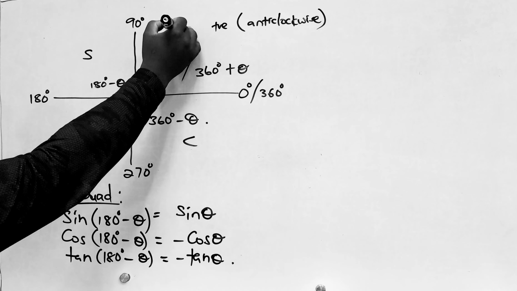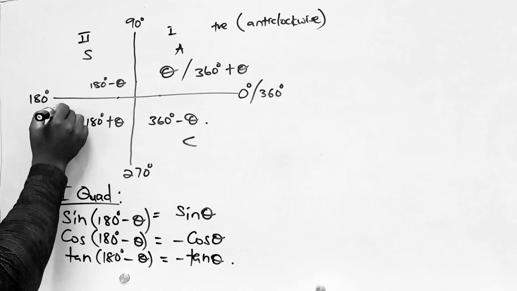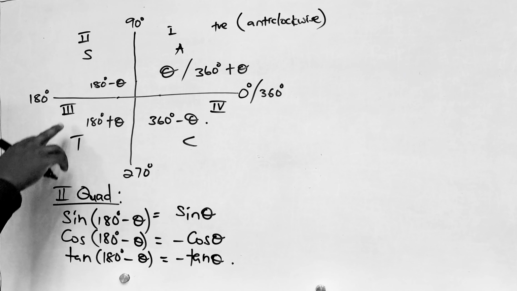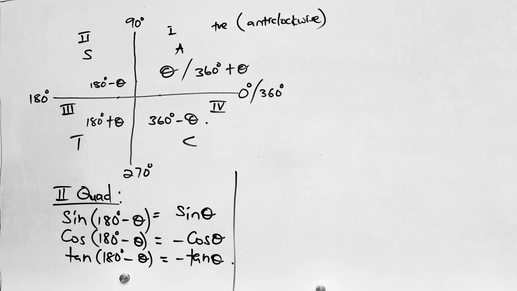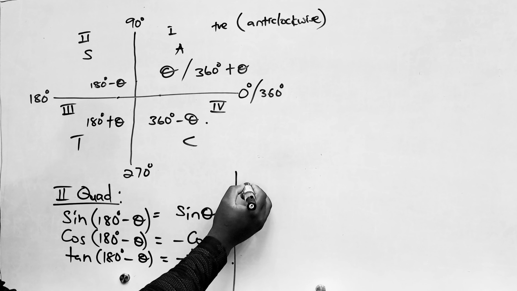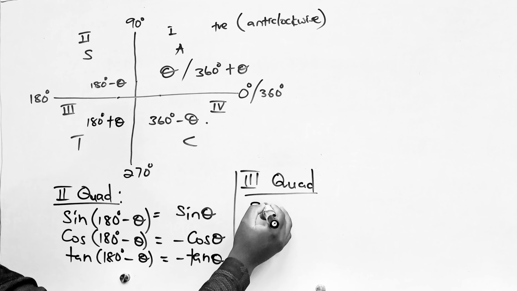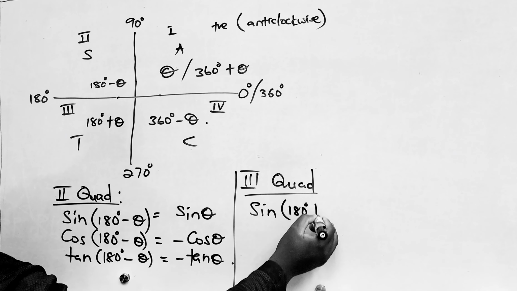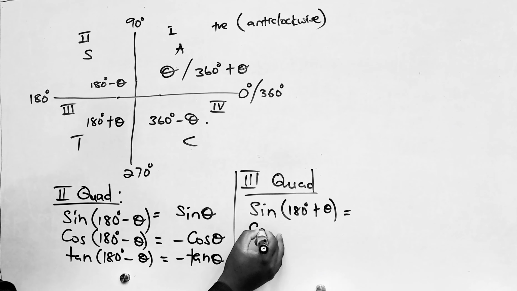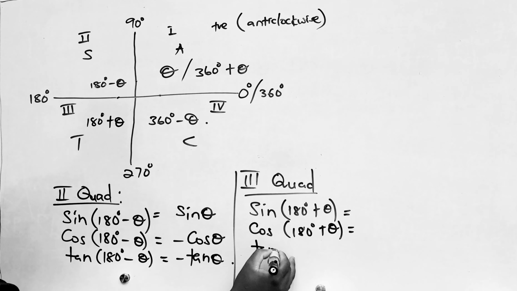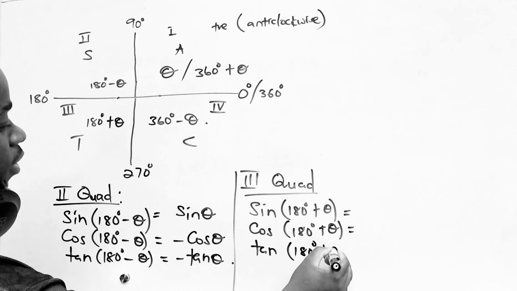So we are saying this is the first quadrant, second quadrant, third quadrant and fourth quadrant. Then for the third quadrant now, we just do the same thing. We'll be checking which trig ratio is positive, which is negative. So for third quadrant we have sine of 180 degrees plus theta, then cos of 180 degrees plus theta, then tan of 180 degrees plus theta.